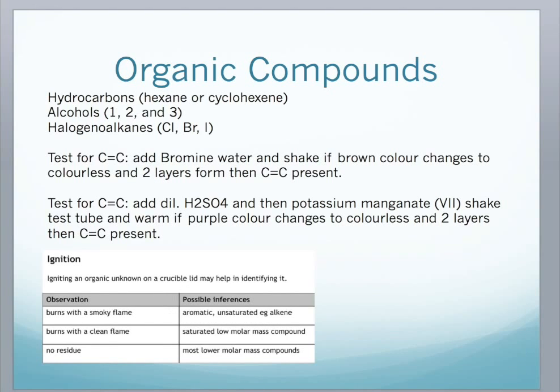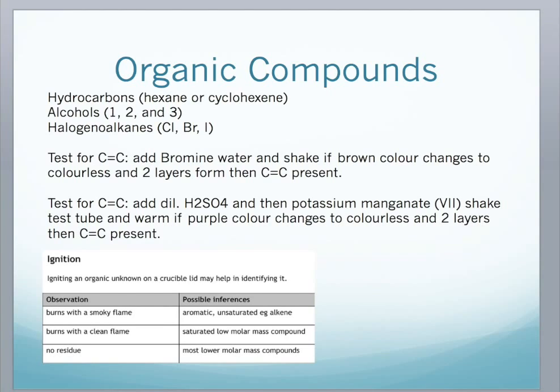Organic compounds that you might be asked to identify. Usually the only types of compounds examined at AS, so for Unit 3, are either hydrocarbons, so either hexane or cyclohexene, alcohols, so primary, secondary, tertiary, and halogenoalkanes, so chloro, bromo, and iodoalkanes. To test for a carbon-carbon double bond, so to test for an alkene, we would use bromine water and shake it. And if the brown color changes to colorless, and you might also have two layers, that means that we have an alkene, so there is a double bond.